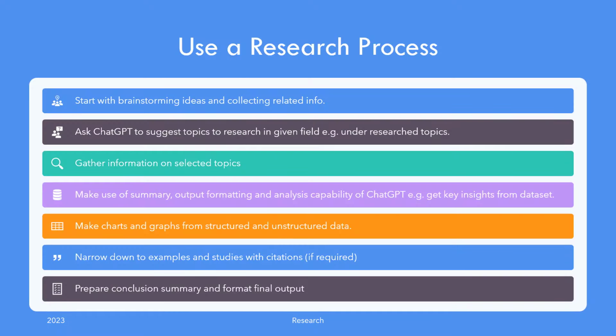Researching about anything usually involves brainstorming ideas and then collating related information. You can use ChatGPT to brainstorm research ideas or topics of study in the given field of research. You can begin by asking it to come up with top unanswered or under-researched topics in the field. You can pick and choose and come up with a list of topics you want more material on. Next step is gathering relevant information on selected topics.